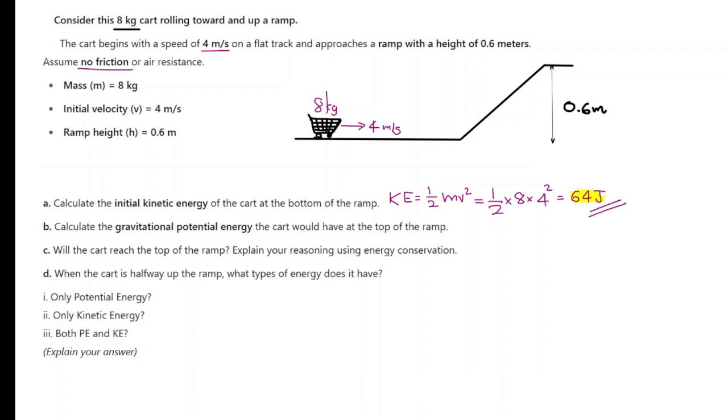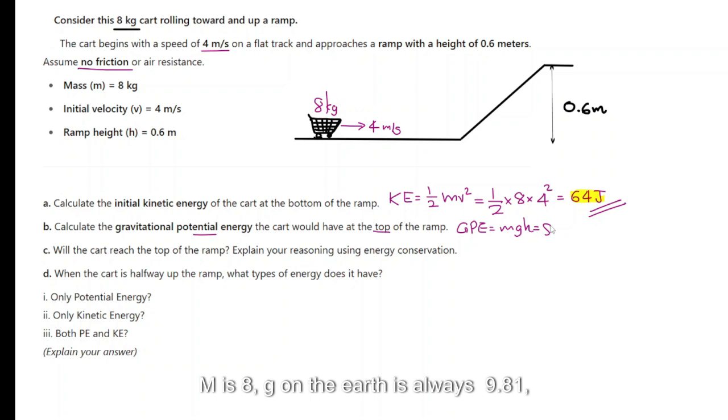Part B. Calculate the GPE the cart would have at the top of the ramp. Oh, that's pretty easy. GPE is equal to mgh. M is 8. G on the earth is always 9.81, approximately 10, multiplied by the height, which is 0.6. So that's 48 joules.